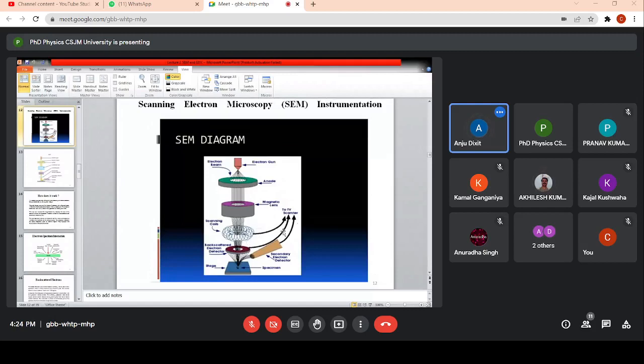You can see that the TV scanner is also shown there, and backscattered electron detectors are there, the secondary electron detector is there, and here our sample is kept. So all the signals are produced from right there, especially the secondary electrons and backscattered electrons. So this is the diagram of the instrument in the case of scanning electron microscopy.